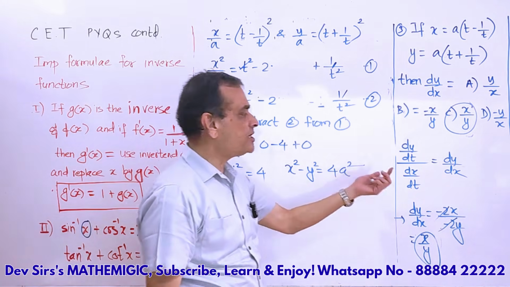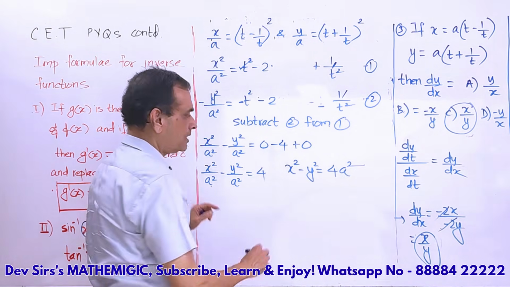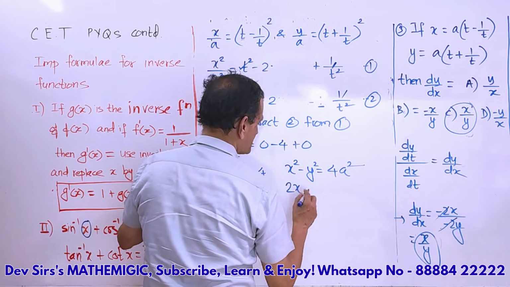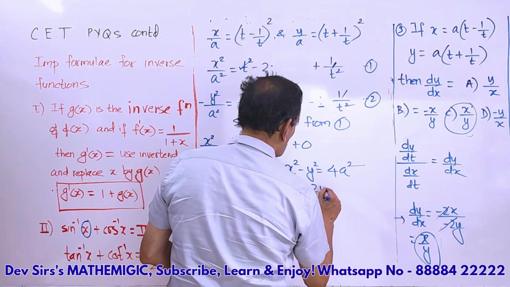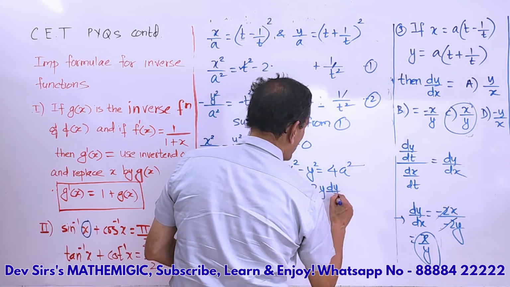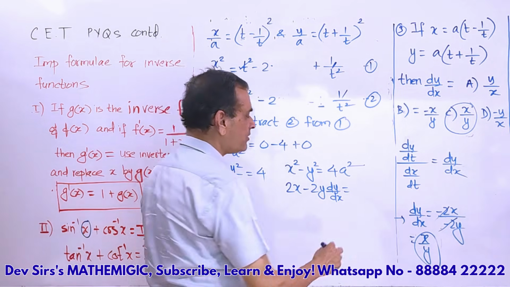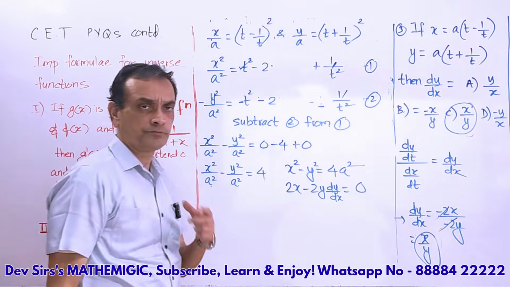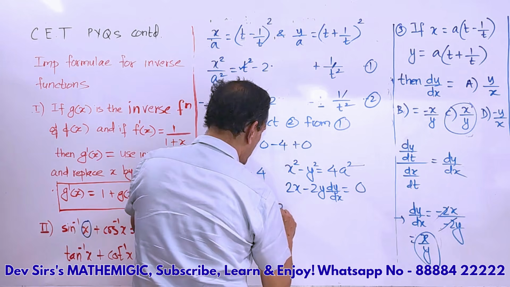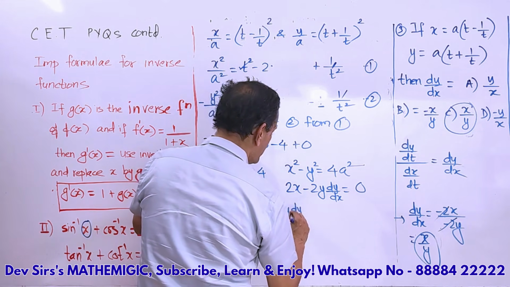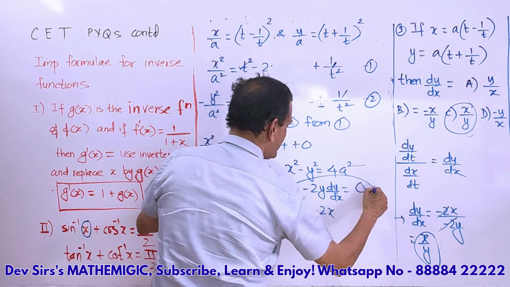Now forget about differentiating with respect to t. Just differentiate with respect to x now. Derivative of x squared is 2x as usual. Don't do t now. Derivative of y squared is 2y. Don't forget dy by dx. 4a squared is a constant. Derivative of 4a squared is 0. So you get, keep this on the left hand side, minus 2y dy by dx is equal to minus 2x. Take this on the right hand side.